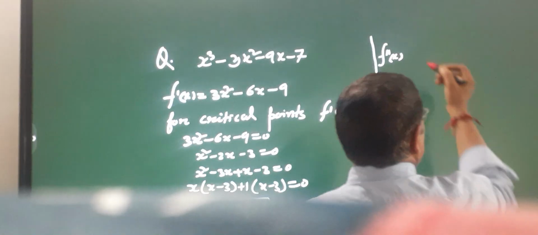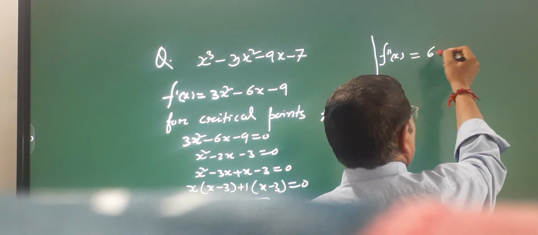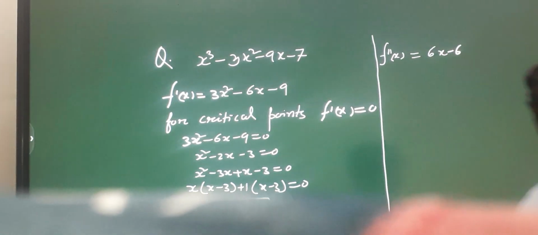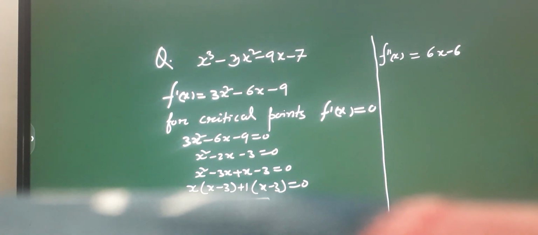6x minus 6. What is that? Very simple, है ना? 6x minus 6. And this 6x minus 6 second order derivative, you have to check at both the points. किस पर? 3 पर और minus 1, है ना? So what do you do?